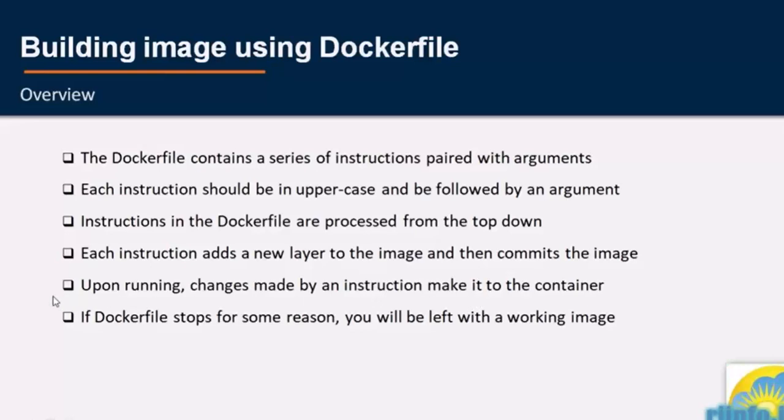If for some reason the Dockerfile stops abruptly in the build stage, you will be left with an image you can use. So this will have all the commands executed up to the point the failure occurred. We can run an instance of this image and do a manual check of the failing steps. This is highly useful for debugging purposes.